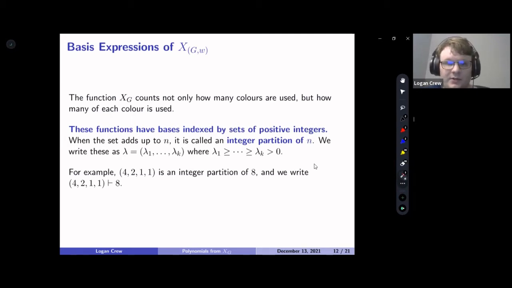And we will write this as an ordered tuple where we require that the numbers in the tuple are weakly decreasing so that it's uniquely represented. So for example, the set that contains 4, 2, and 2 copies of 1 is an integer partition of 8, and we would use this notation to represent it. And a basis of the chromatic symmetric function is going to consist of objects that are indexed by these integer partitions.